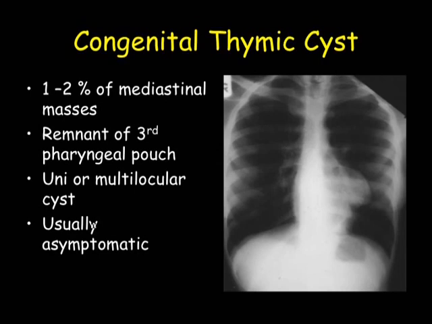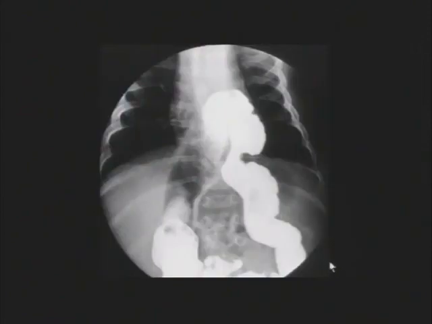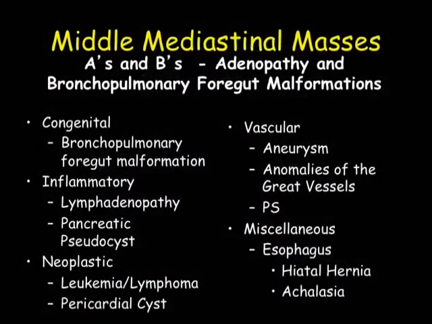Congenital thymic cysts are very uncommon, but they have a pretty classic appearance, and so I show it to you here. They're usually asymptomatic. Morgagni hernias are anterior hernias. They're through the space of Larrey. They're more common on the right, and they usually only contain bowel. Here you can see the bowel extending up into the pericardium, and here you can see it on the lateral view. These type of Morgagni hernias are actually very common in cats. Here on this enema, you can see that this patient has colon up in the chest.